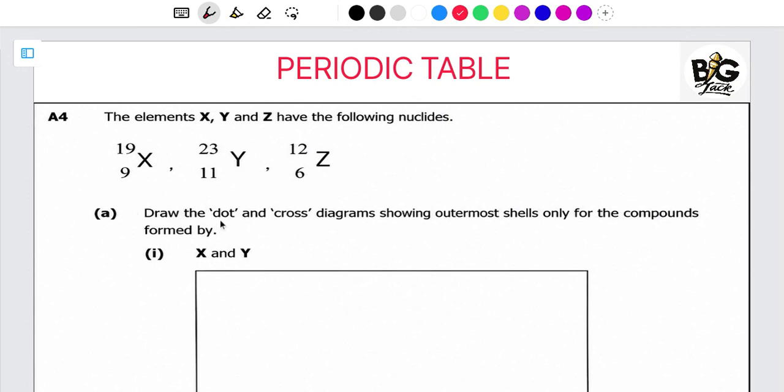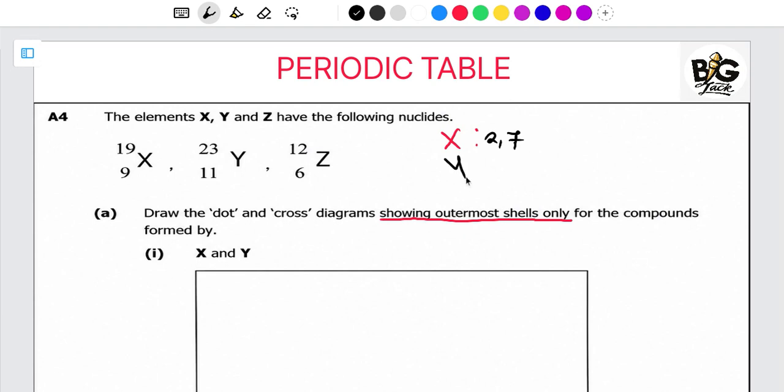Question A: draw the dot and cross diagrams showing outermost shells only for the compounds formed by x and y. For you to answer this question, you have to show outermost shells only. Let me start with x. In terms of the electronic configuration, since we have 9 electrons, that is 2,7. For the outermost shell to be full, it needs 8 electrons. So this one needs 1 electron.